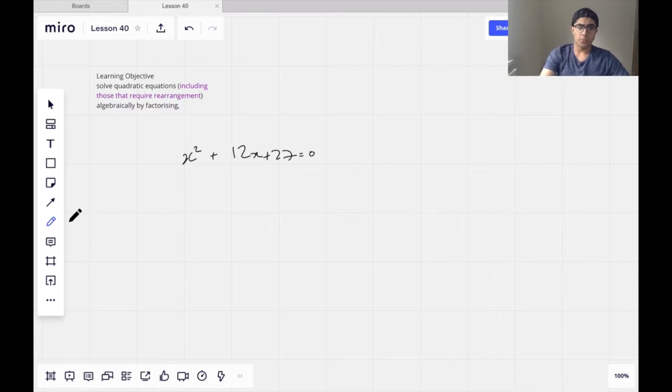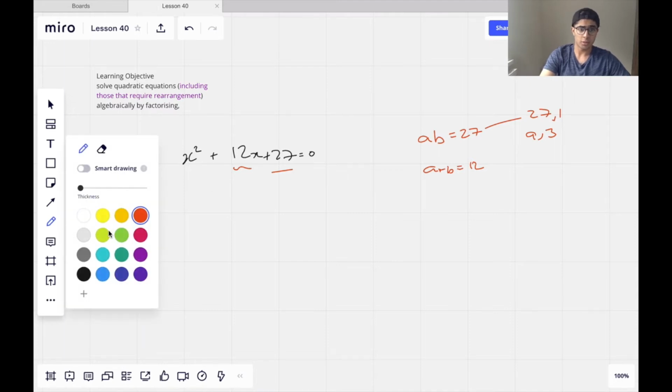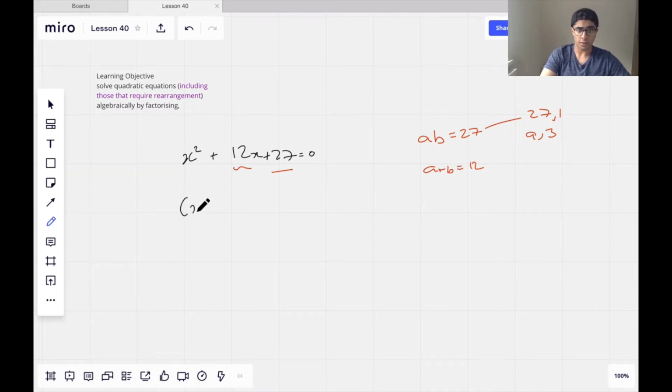Okay, in case you forgot, we need to find numbers a and b such that a times b equals 27 and a plus b equals 12. Numbers which multiply to 27: you have 27 and 1, but those clearly don't add to 12. Was it 9 and 3? Those do add to 12. So there we go, job done. We get x plus 9, x plus 3 equals 0. So that's the equation now.